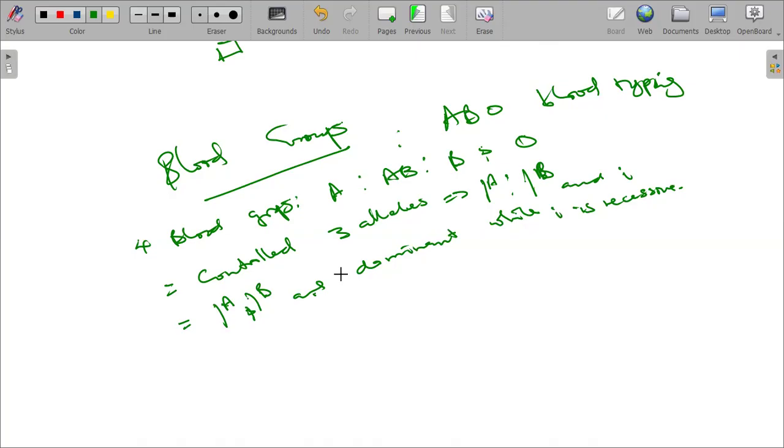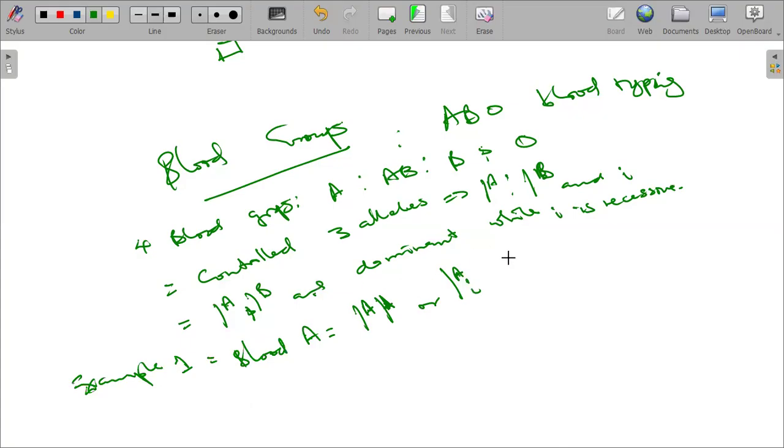And then in terms of blood groups, let me give an example. Example one: let's say blood group A. We want to give the genotype. This is the phenotype. So the genotype of blood group A can be AA, or we can have blood A being a combination of dominant A and I, that is A and O.